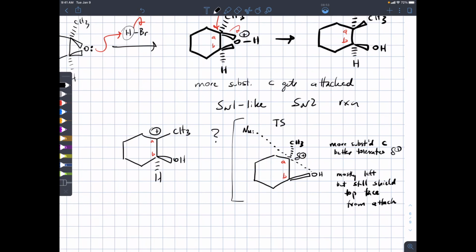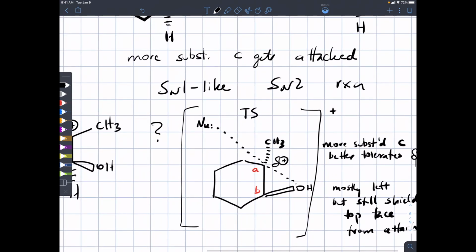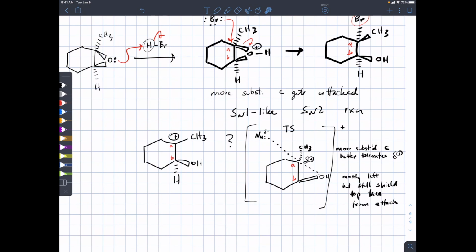Let me say that again. In the transition state for this reaction, and I'm not really convinced I drew it that well, the nucleophile is coming in from behind. The OH group is leaving, but the OH group is already mostly left before the nucleophile starts to come in. That means there's a buildup of positive charge, and the nucleophile will selectively attack the carbon that better tolerates that positive charge. Okay, I tried twice, and I think I botched it.